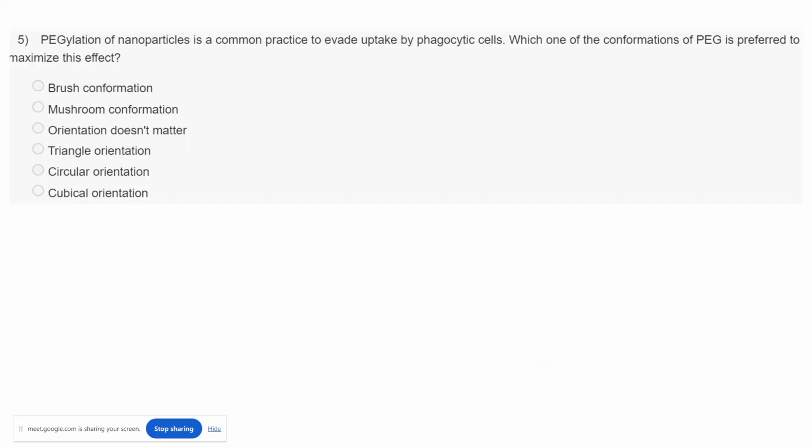Okay, moving on to the fifth question. So, pegylation of nanoparticles is a common practice to evade uptake by phagocytic cells. Which one of the conformations of PEG is preferred to maximize this effect? There are different conformations here: brush, mushroom, orientation doesn't matter, triangular, circular, or cubical orientation. Which of these do you think maximize the practice to evade uptake by phagocytic cells?